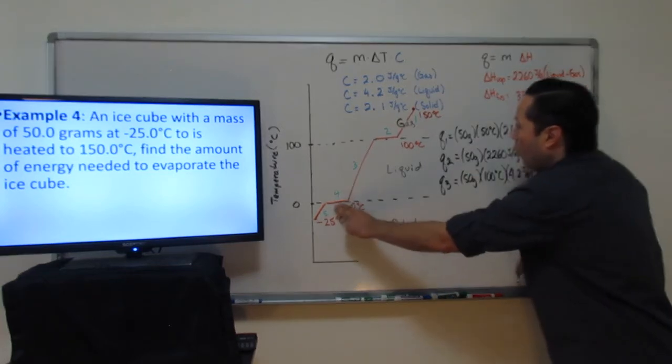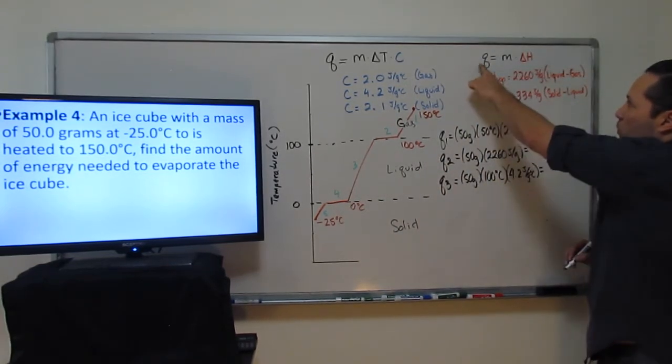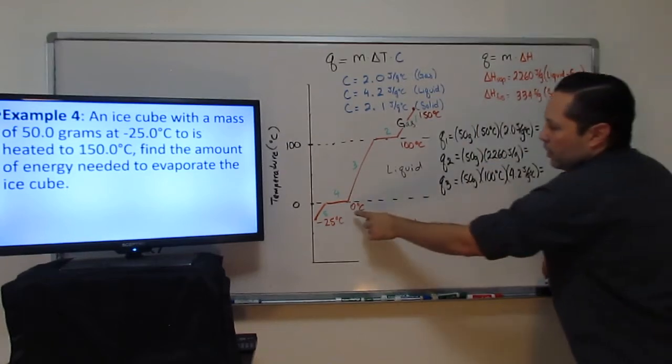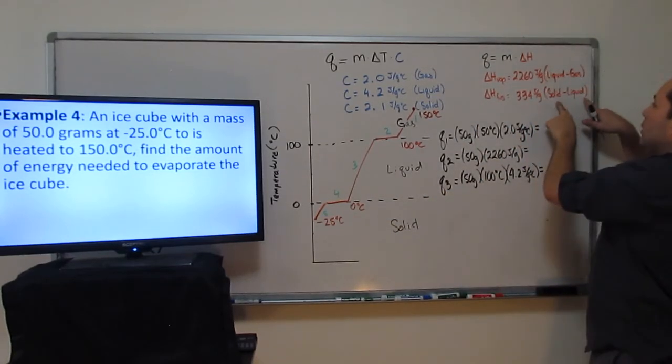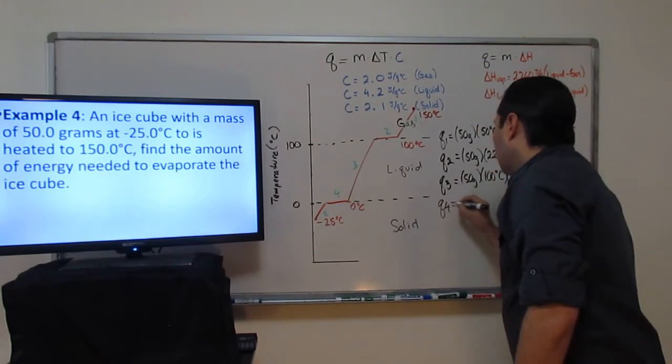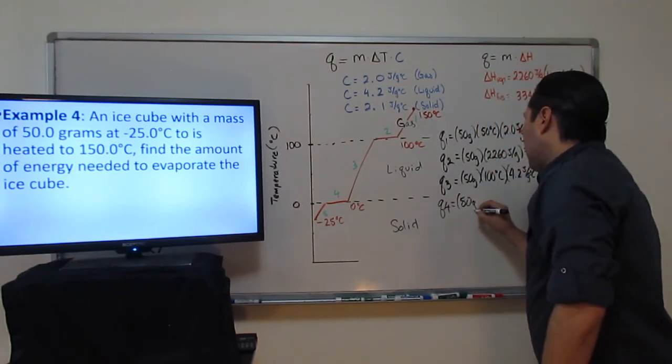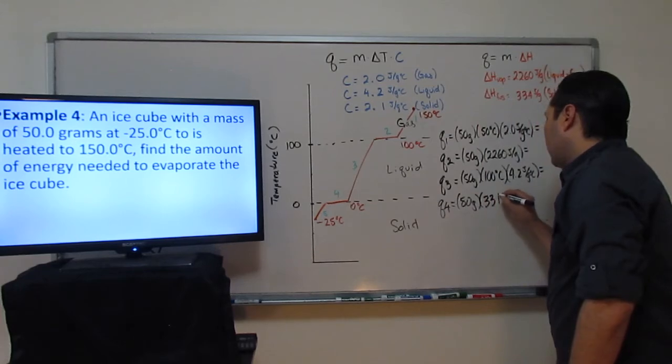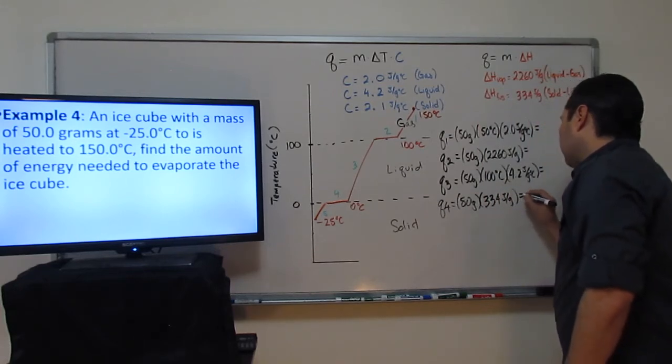Next, line number 4, it's flat, so we're back to this formula: mass times the enthalpy. Line number 4 is between solid and liquid, so we use the enthalpy of fusion. It's going to be 50 grams multiplied by 334 joules per gram.